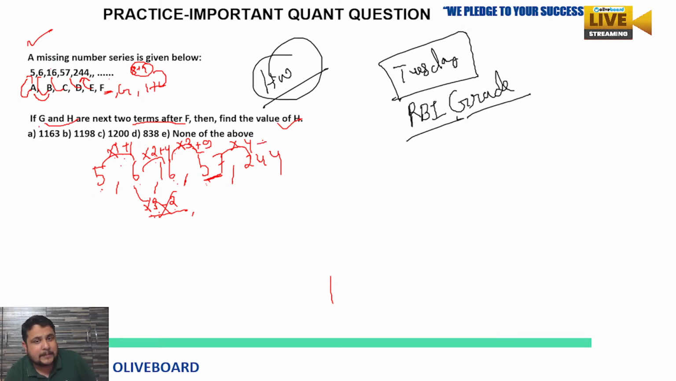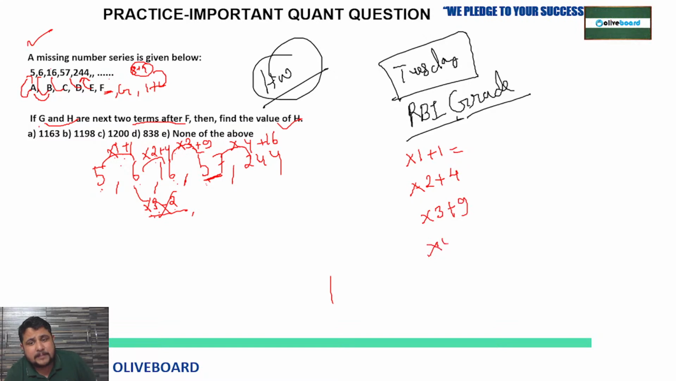So 228 plus 16. What we can observe is that the pattern is: first number multiplied by 1, then plus 1, and you get the second number. Then multiply by 2 plus 4, then multiply by 3 plus 9, then multiply by 4 plus 16. It means the number which you are multiplying, you are also adding the square of that number. Multiply by 1 plus 1 squared.